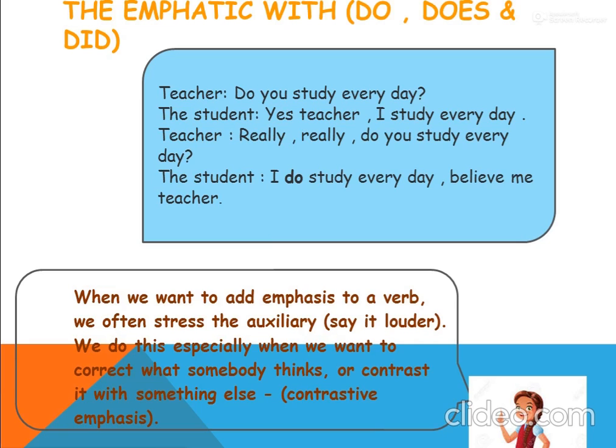In the example here that I gave, there is a very interesting grammar. It is the use of emphatic do, or the using of emphatic do. So here, if we want to add emphasis to a verb, we often stress the auxiliary do, does, or did by saying it louder. We do this especially when we want to correct what somebody thinks or contrast it with something else in the contrastive emphasis. Let us see here the examples.